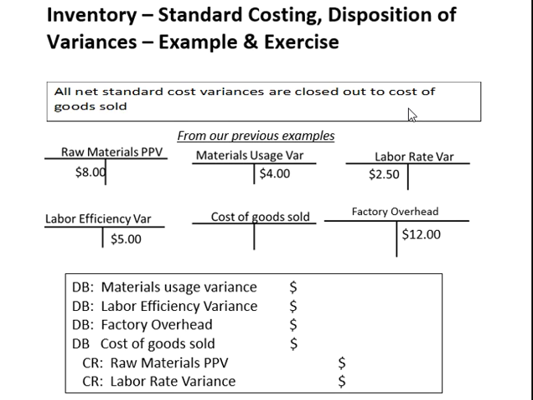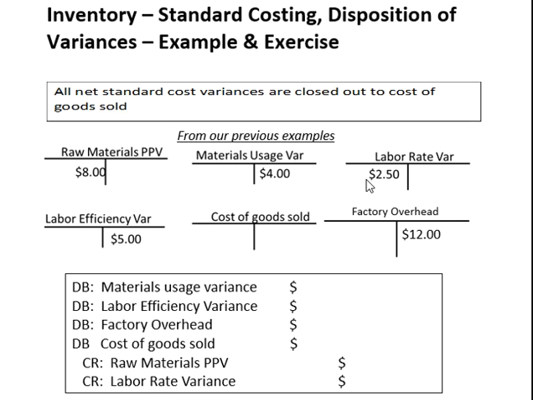Now here's the example. The items you see in these T accounts are the debits and credits we had made from our previous examples in terms of the various entries. And we see raw materials with a debit balance, $8. That means there was $8 worth of unfavorable variance. Remember, debits are unfavorable. So there's $8 of unfavorable variance in materials purchase price variance. In materials usage variance, there was a $4 credit, meaning that it was a favorable variance.